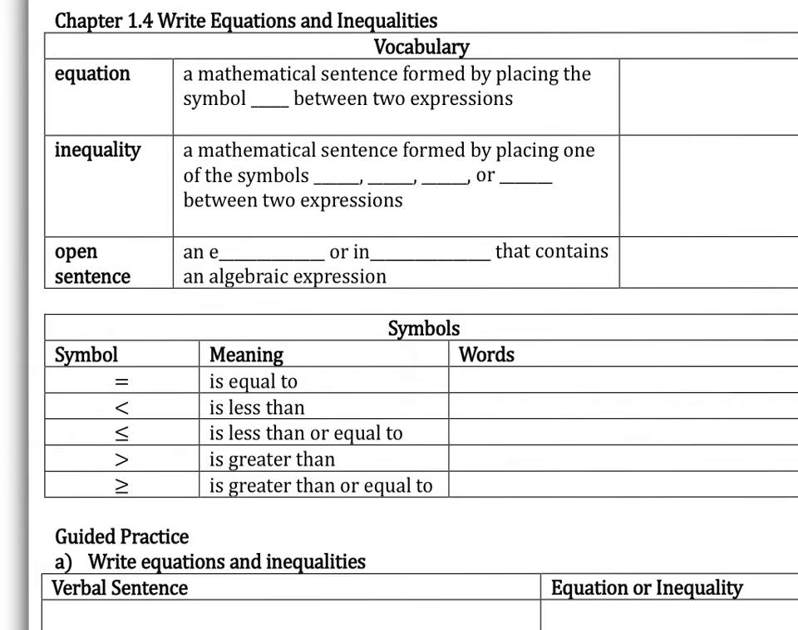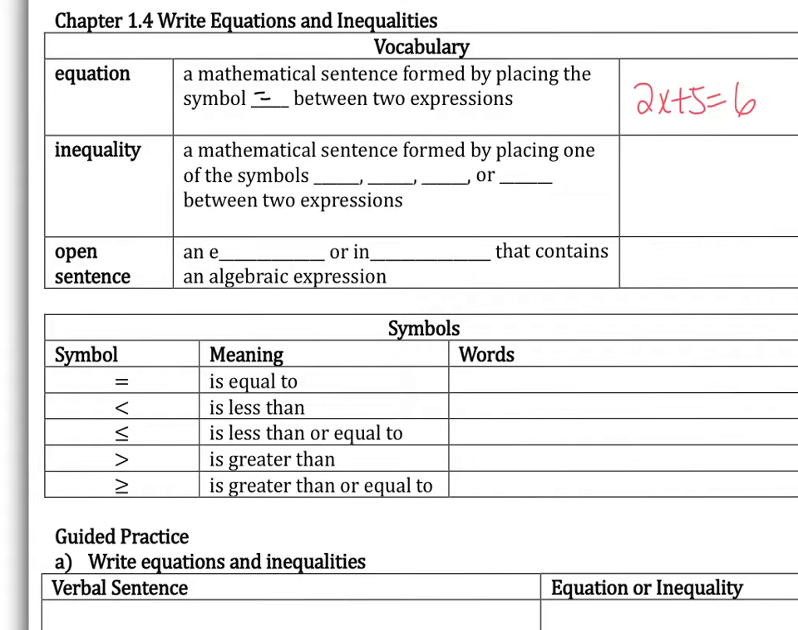1.4. Write equations and inequalities. An equation is a mathematical sentence formed by placing the symbol equal between two expressions. So you can have 2x plus 5 equal to 6 be your equation.